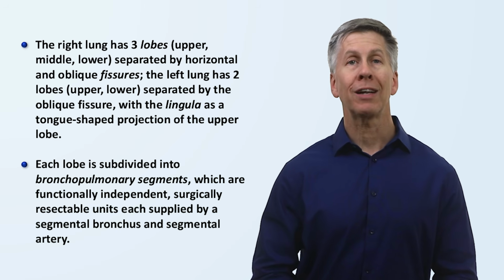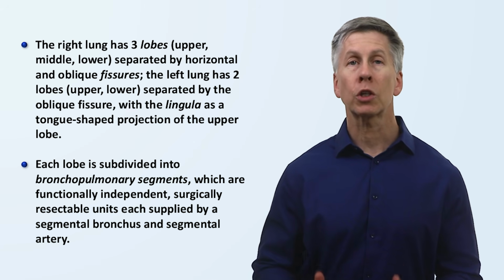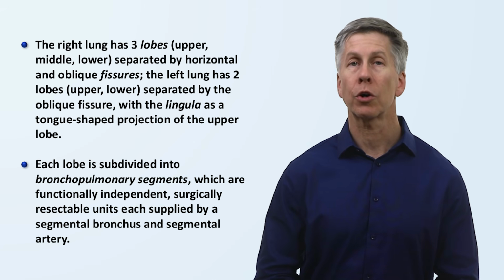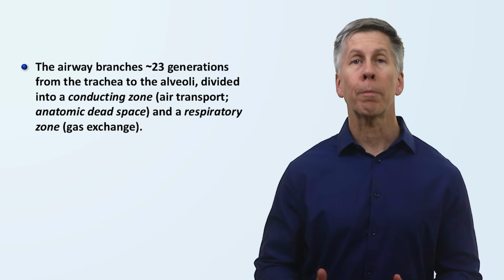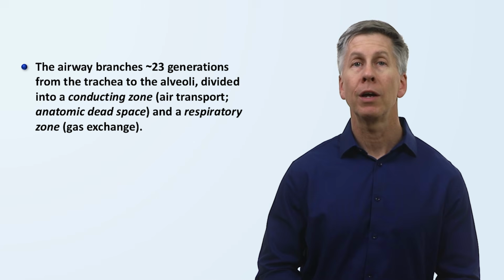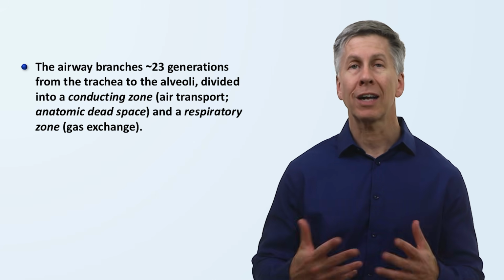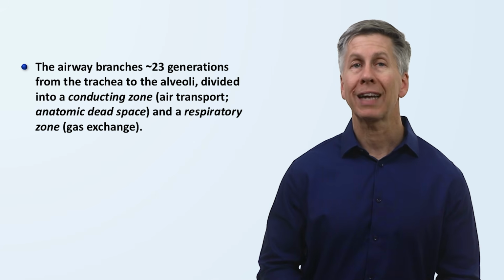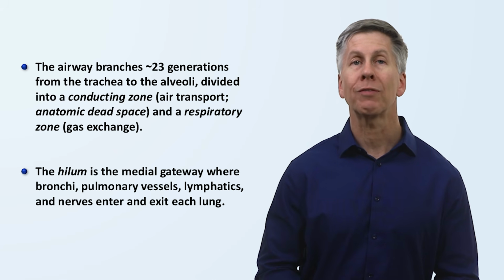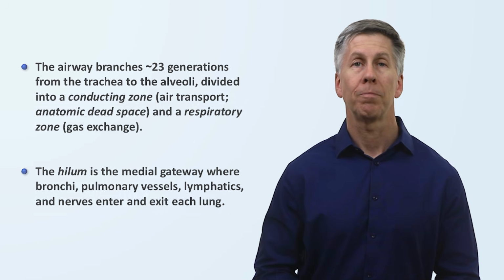Each lobe is subdivided into bronchopulmonary segments, which are functionally independent, surgically resectable units, each supplied by a segmental bronchus and segmental artery. The airway branches for about 23 generations from the trachea down to the alveoli, divided into a conducting zone for air transport, which is also known as the anatomic dead space, and a respiratory zone for gas exchange. The hilum is the medial gateway where bronchi, pulmonary vessels, lymphatics, and nerves enter and exit each lung.